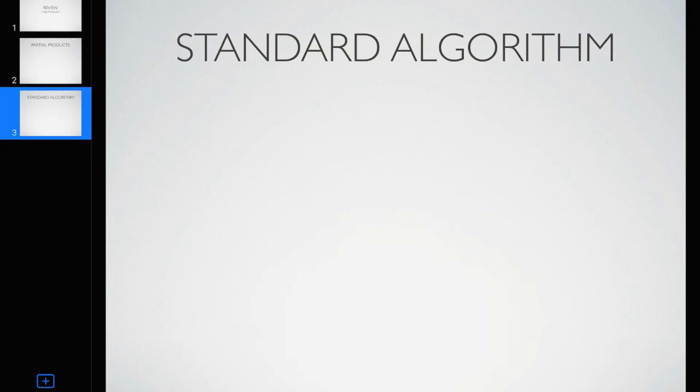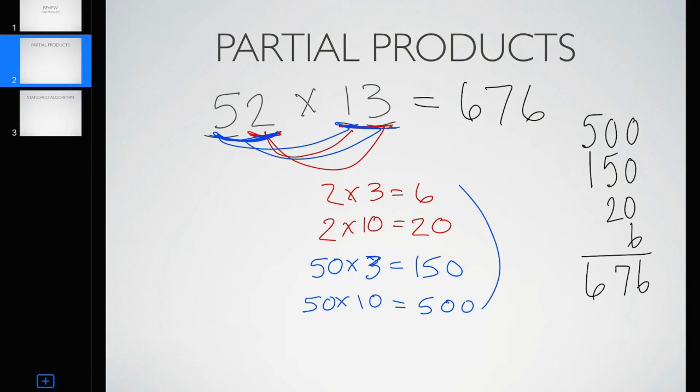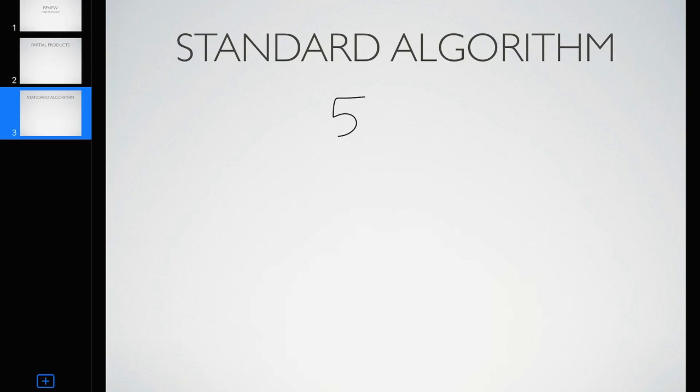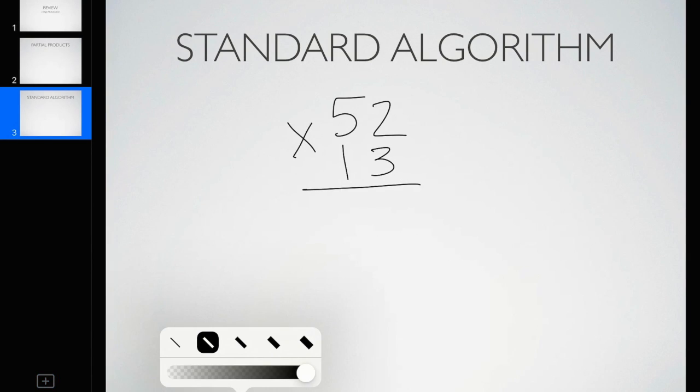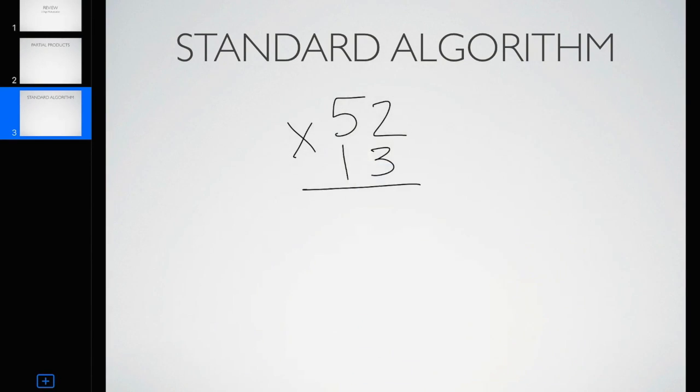So now if I go over here to standard algorithm and use the same equation, 52 times 13, we're used to stacking it vertically, right? And so we will start with the 3. Gosh, I keep going there for color. So 3 times 2 is 6. We don't have to carry anything. 3 times 5 is 15. Since that's the last place value here on the left side, we can just drop everything down below.